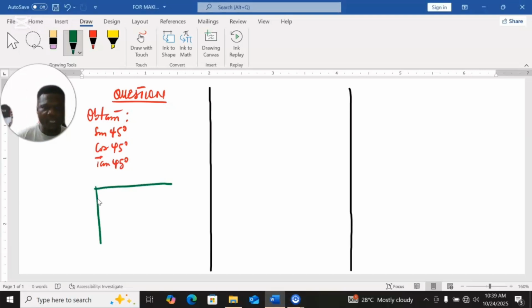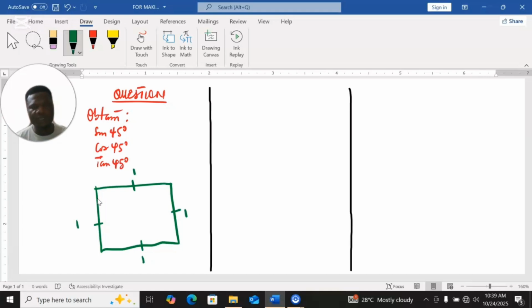So a unit square is, of course, a square having all sides as 1 unit. Okay? So each side of a unit square is 1 unit. So these are 1 unit. Okay? And the angles are 90 degrees at each vertex of the square, of course. So let's name these A, B, C, and D.